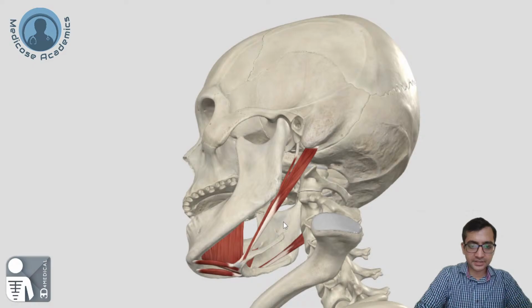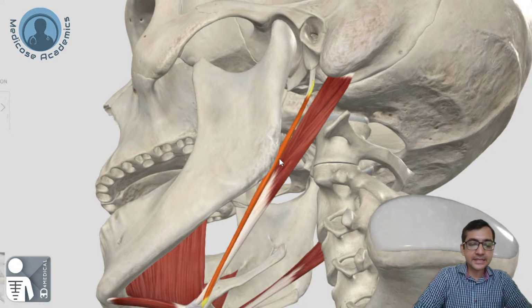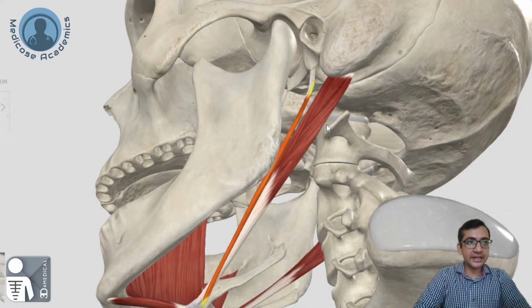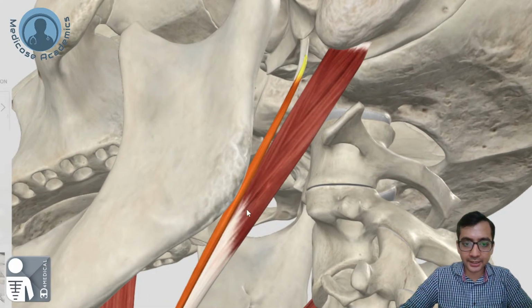So these are the muscles. First, let's talk about this muscle, the small one. This is called stylohyoid. For the head and neck, the very interesting thing is that the names of the muscles give away their origin and insertion. So this muscle originates from here, the styloid process.